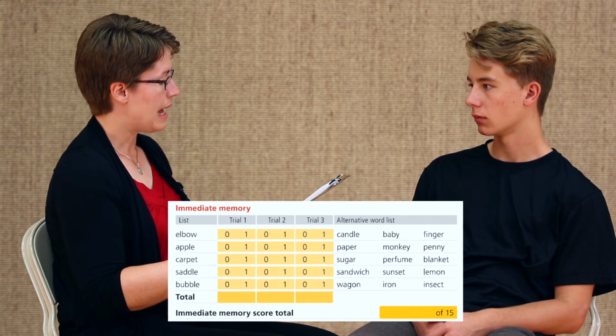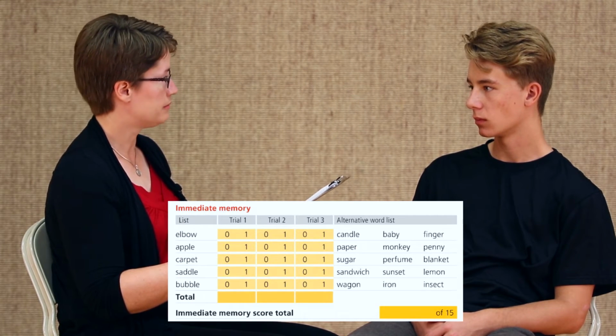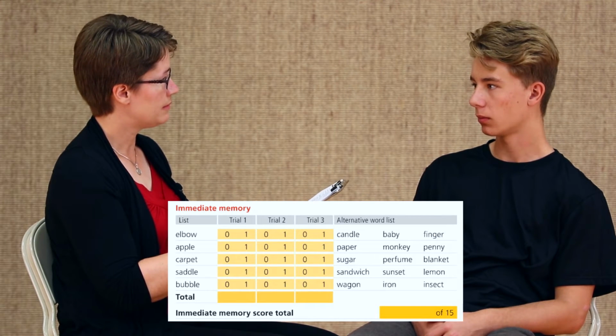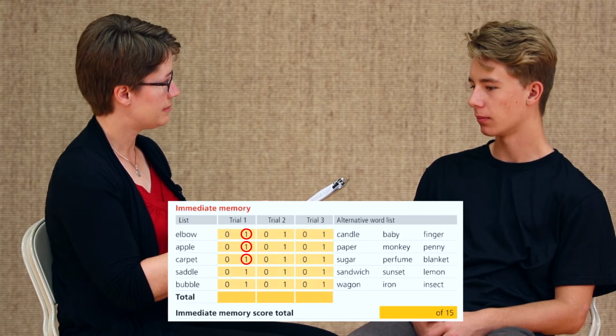Ethan, I'm going to test your memory. I will read you a list of words, and when I am done, I want you to repeat them back to me in any order, all the ones that you can remember. Elbow, apple, carpet, saddle, bubble. Go. Yep. Elbow, apple, carpet, bubble.